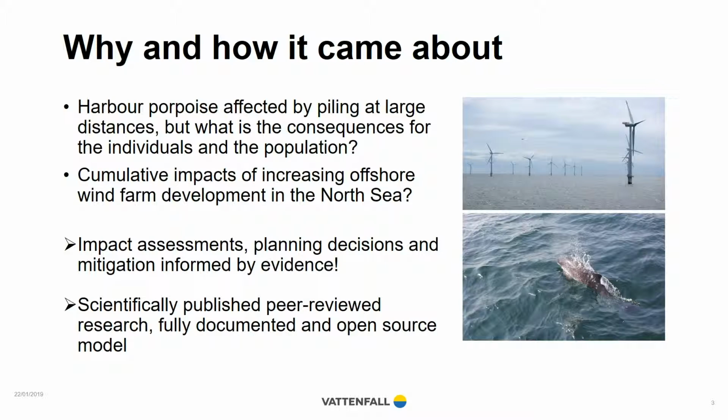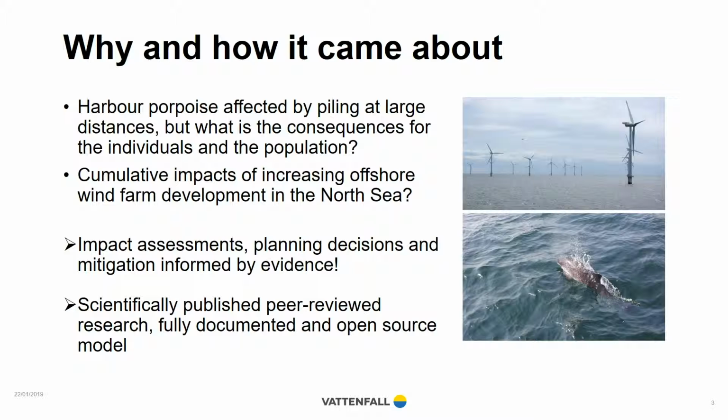Some background on why and how the project came about. I guess the why is relatively straightforward. When the results of the first studies on the effects of piling of offshore wind farm foundations came out about 10 years ago, it became clear that porpoises were affected at large distances around the construction site during and sometime after the piling activity.